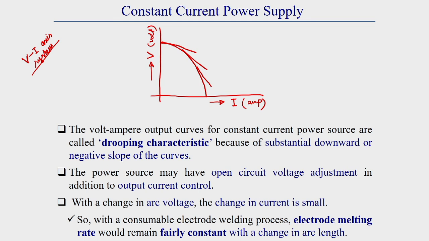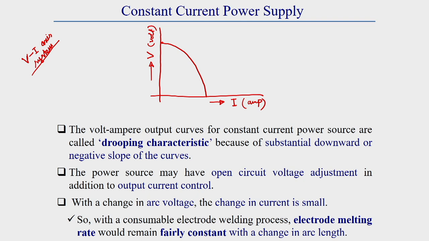That's why this power source is also sometimes called, because if we draw a tangent on this curve everywhere, the slope is becoming negative in nature. So due to this substantial downward characteristic, this curve is also sometimes called a negative slope curve, or this characteristic curve is known as a drooping characteristic curve, because generally a substantial downward or negative slope of the curve is there. That is why this type of power source curve is also called a drooping characteristic power source curve.